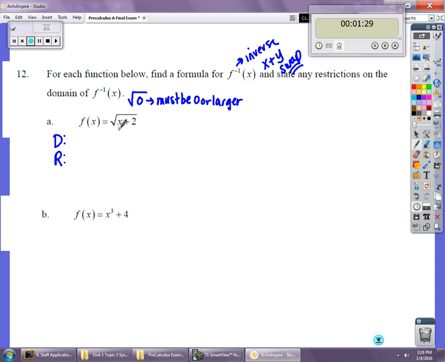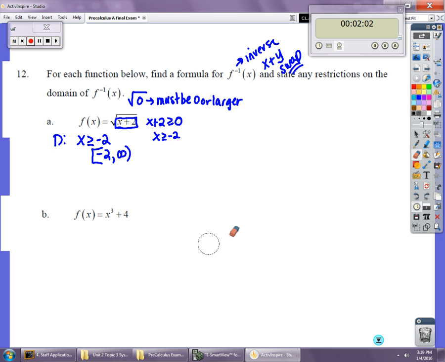Okay, so if I take a look at this one, what I have underneath here is x plus 2. I know that has to be greater than or equal to 0 when I plug in an x. So if I subtract that 2 over, I know that I can put in anything I want as long as the x is greater than or equal to negative 2. Or you can also write it as negative 2 to infinity, if you prefer. Let me move the range down.